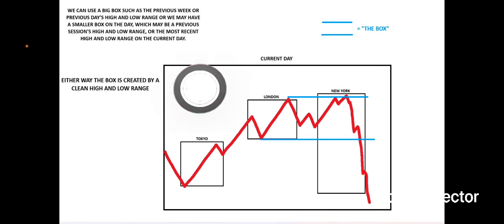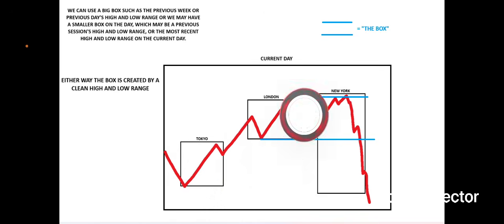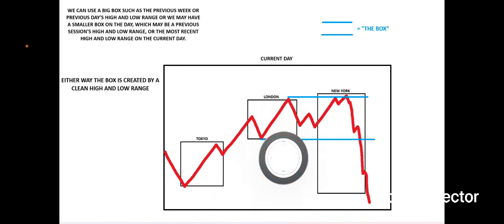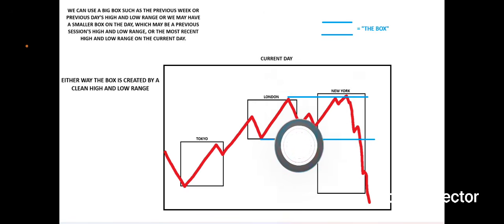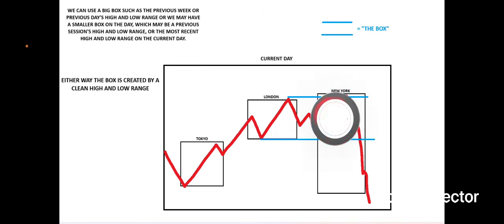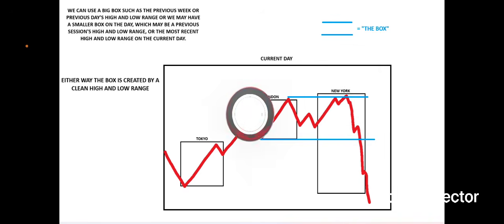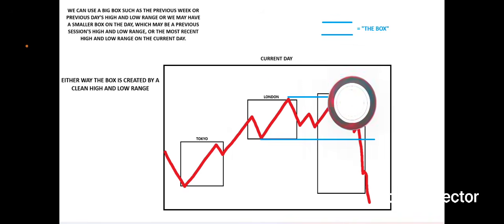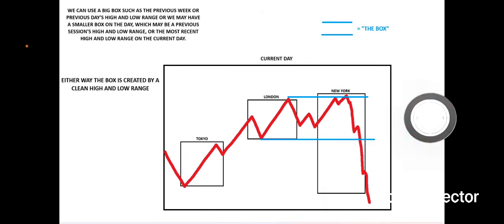So you can see this is just one day here. Tokyo has a high and low. London gives a high and a low. And then price is contained inside of London's low and high range until we get to New York, where we break the high of the London session before failing and going straight to the other side of the range. This would be an example of a clean, well-engineered 3-session setup, a pump, coil, and dump type of trade.